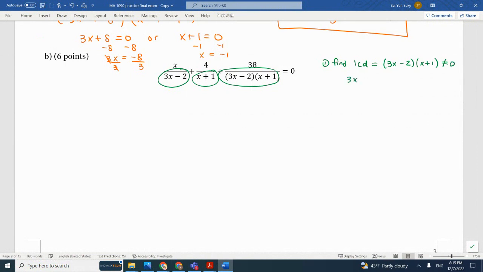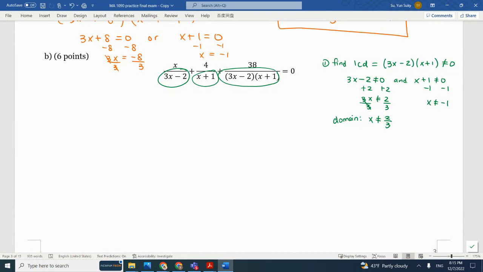So therefore, you get 3x minus 2 is not 0, and x plus 1 is not 0. Solve for x. Okay? So here add 2 on both sides. 3x is not 2. So divided by 3, we get x not equal to 2/3. And then this one, subtract 1 on both sides. We get x not equal to -1. So these two numbers are excluded from the domain. x cannot be those two numbers.